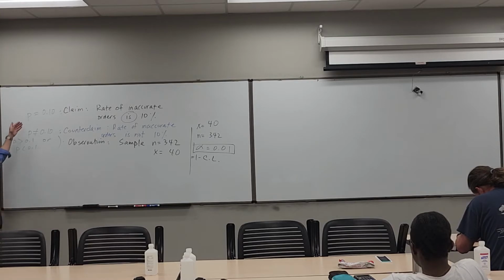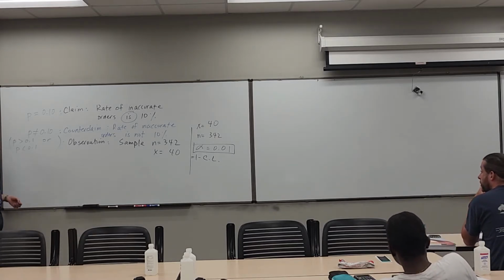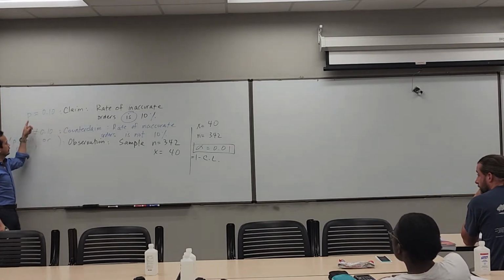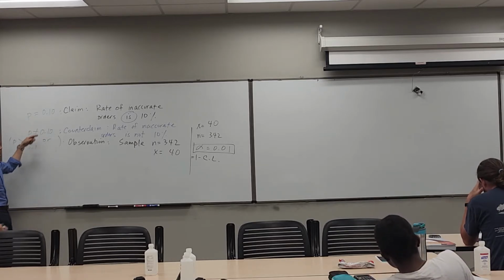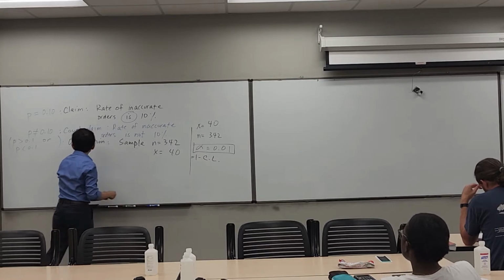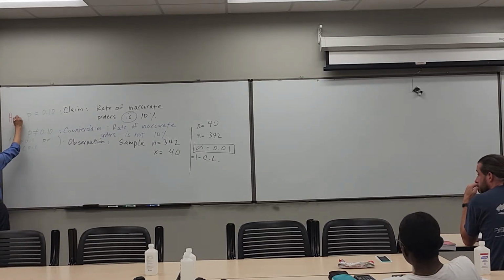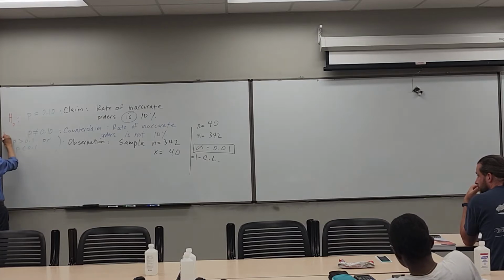Okay, so now that we have these mathematical statements, we're ready to identify the null hypothesis. So the null hypothesis is a statement that contains equality, or the equal sign. So in this case, which one would it be? P equals 0.1. Yeah, it would be the claim. So in this case, the claim where P equals 0.1, that would be the null hypothesis. So that would be H0. And the other one would be H1.